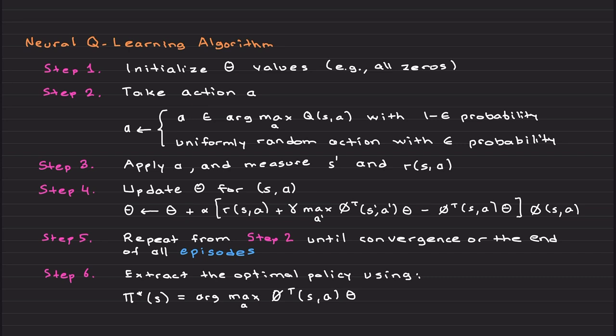We initialize theta values in Q-learning, take an action, it can be random with some probability, apply the action, measure the next state, get the reward, and use all of them in the update rule to update theta. Then, until convergence or the end of episodes, repeat from step 2. Once they converge, theta values give the optimal policy pi star like this.